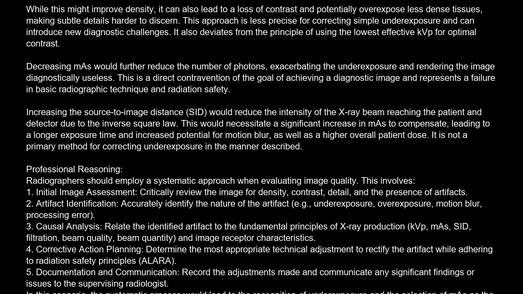4. Corrective action planning. Determine the most appropriate technical adjustment to rectify the artifact while adhering to radiation safety principles, ALARA. 5. Documentation and communication. Record the adjustments made and communicate any significant findings or issues to the supervising radiologist. In this scenario, the systematic process would lead to the recognition of underexposure and the selection of mAs as the primary parameter to adjust for correction.